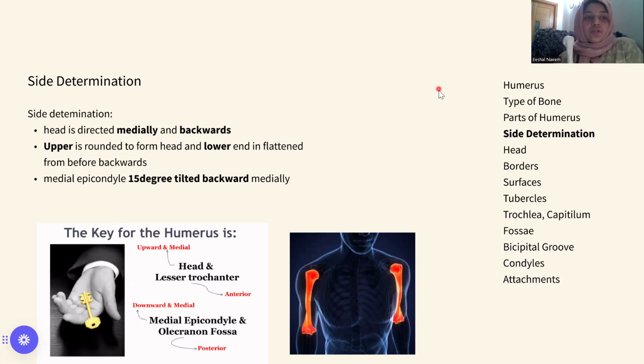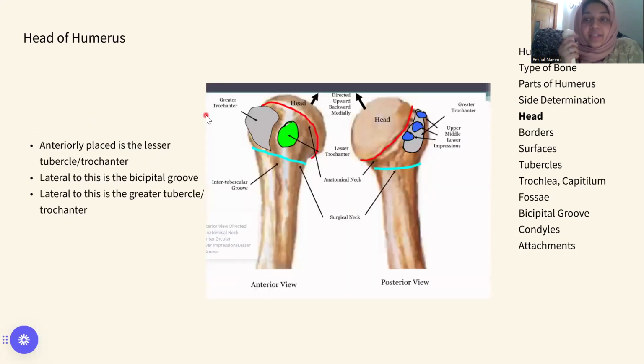Okay. So just a heads up on some extra information on the medial epicondyle. It is 15-degree tilted backwards. Yeah, a little bit like this. All right, moving on. We'll talk about the head of the humerus here.